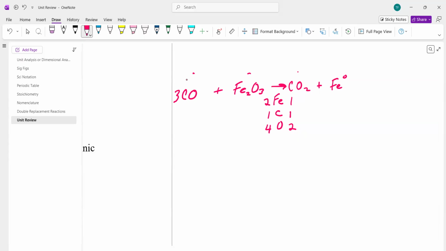Okay, that's three O's and three O's is six. That's an even number, so let's go with three. So that means three here, and we have three and three is six. If we put three here for both the carbons and the oxygens, the oxygens become six, carbons become three. Iron's left over. So it's 3, 1, 3, 2.